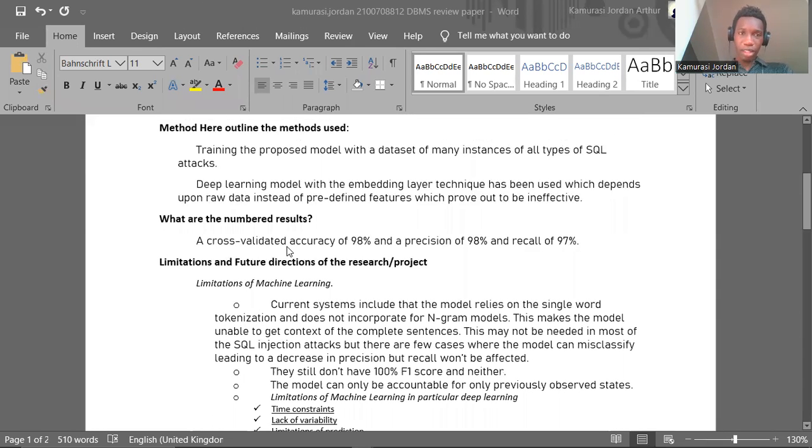Okay, method. Let's outline the methods used. So the methods they used in this model are training the proposed model with a data set of many instances. So first, one of the problems was that they are targeting only a few attacks. So now if you could train the model with more attack techniques, you could reduce that space where it is failing to detect new attacks.